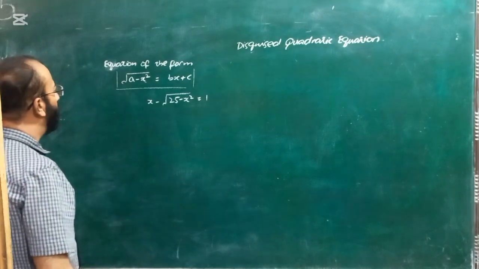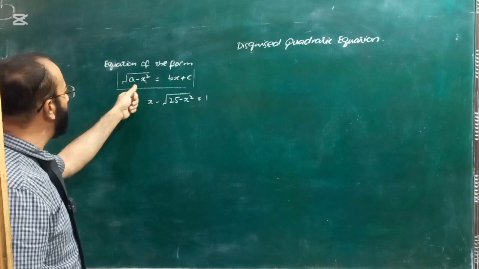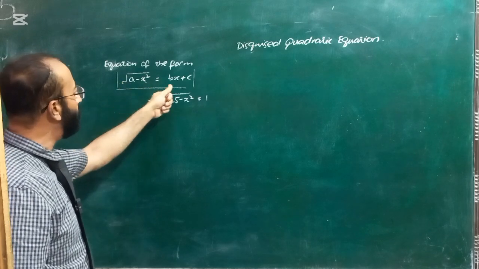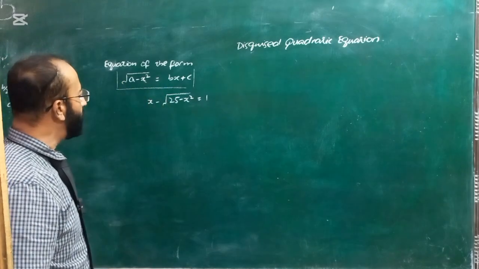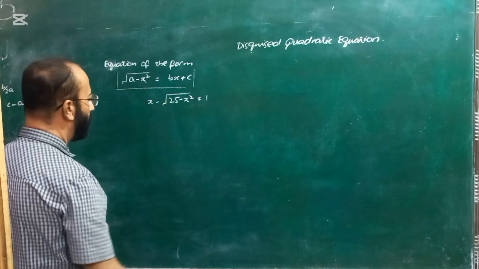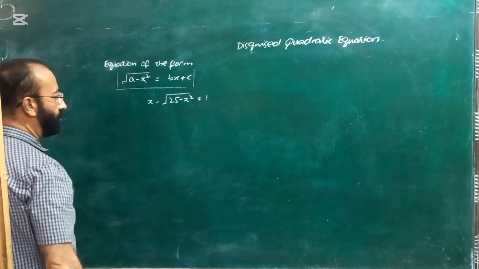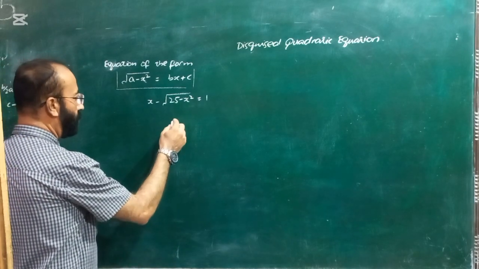Here is another form of the disguised quadratic equation, that is the square root of a minus x squared equal to bx plus c. And here is an example of this type. So the requirement is to solve this question. So from here, we are going to solve it.